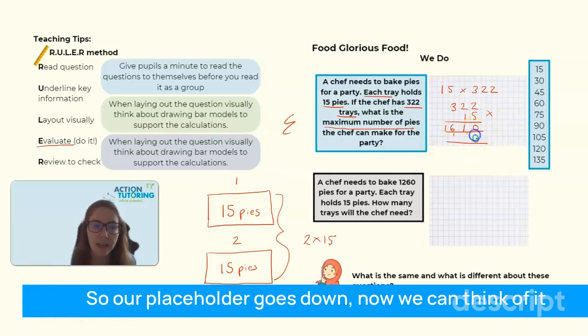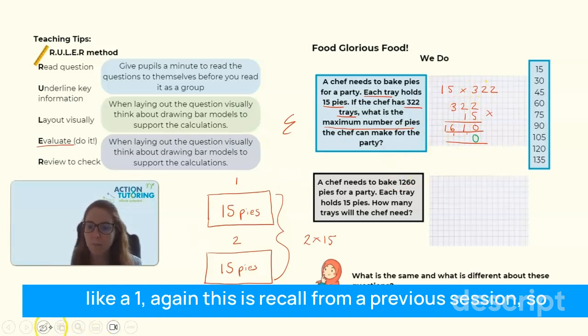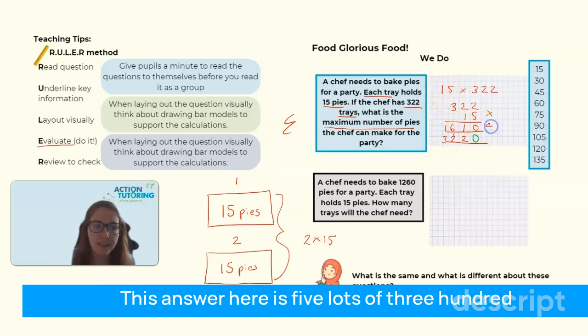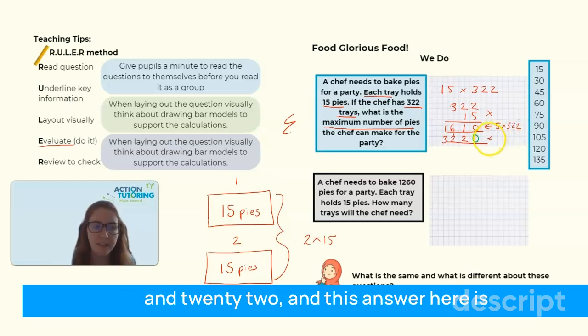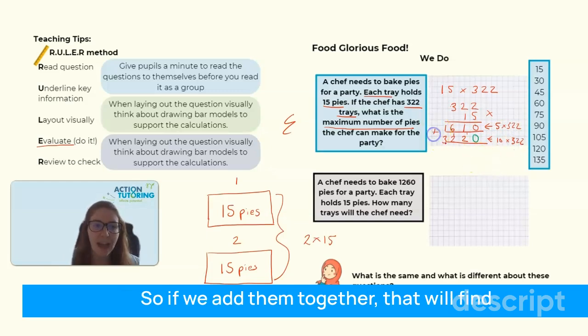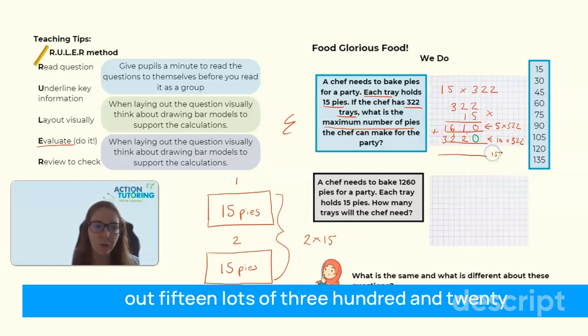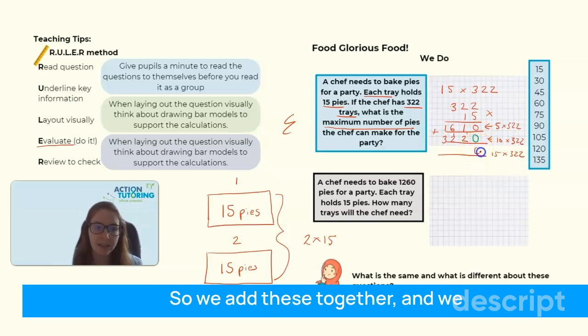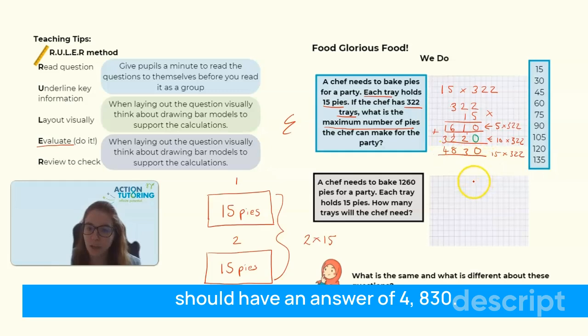So our placeholder goes down. Now we can think of it like a 1. Again, this is recall from a previous session. So we've got 1 times 2, 1 times 2, 1 times 3. This answer here is 5 lots of 322. And this answer here is 10 lots of 322. So if we add them together, that will find 15 lots of 322, which is what we're aiming to do. So we add these together and we should have an answer of 4,830.